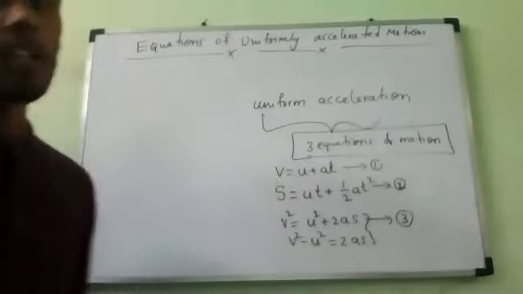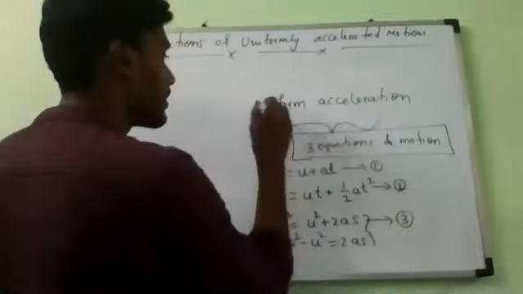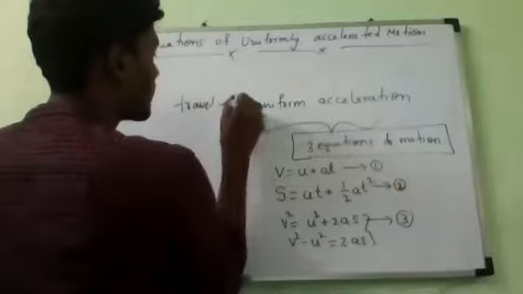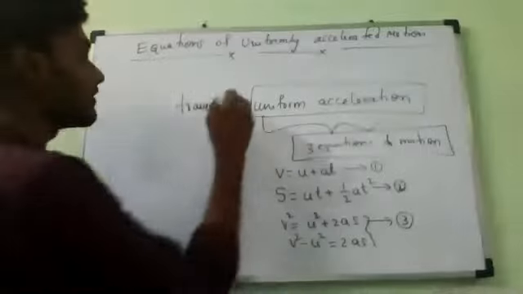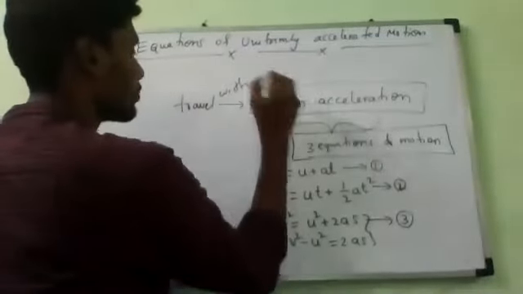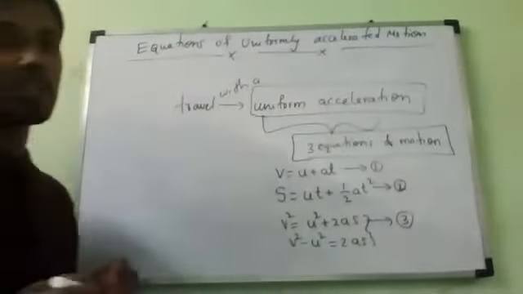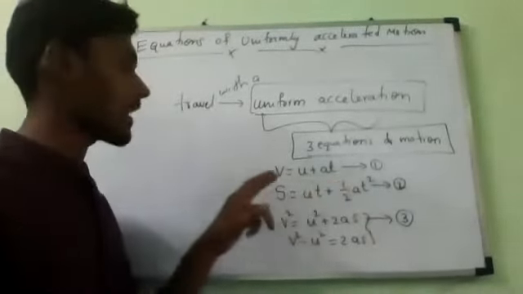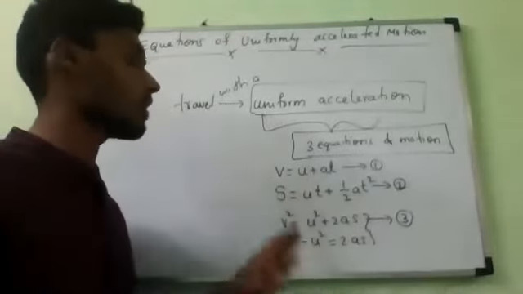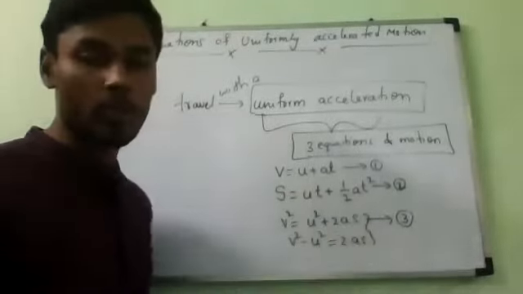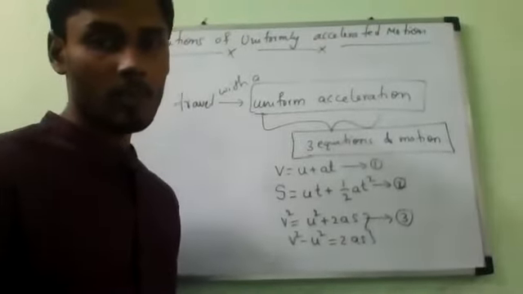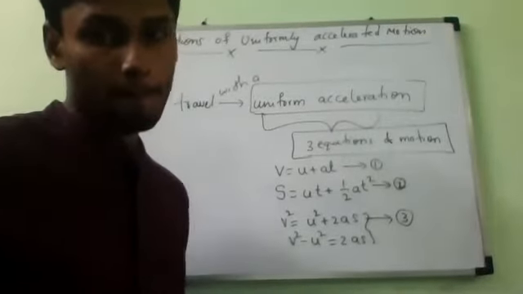For which bodies? The bodies must travel with uniform acceleration. Then only we have three equations of motion. The first one is V equals U plus AT. Second one, S equals UT plus half AT square. Third one, V square equals U square plus 2AS. That's all. Is it clear? Yes or no?